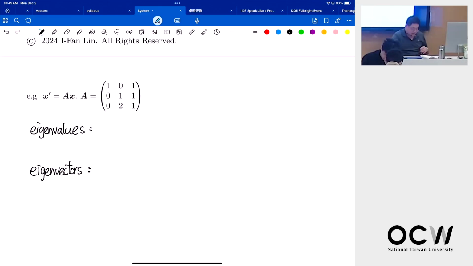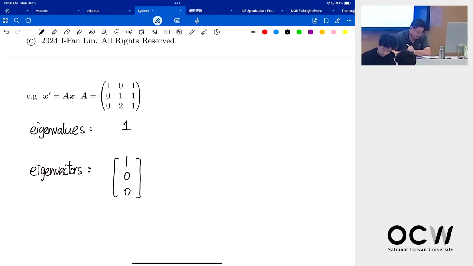So anyone for eigenvalues? Yes. 1 and minus 1. 1 is correct. We have 1. Since it is 3 by 3, we expect to get 3 eigenvalues. And for the eigenvalue 1, the eigenvector is 1, 0, 0. Again, how about the other two?